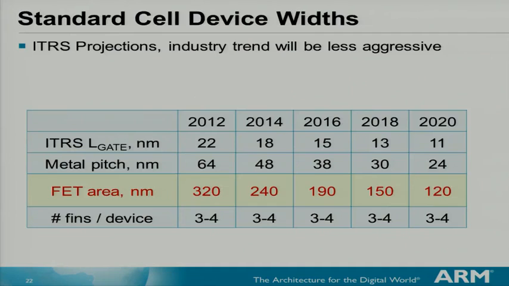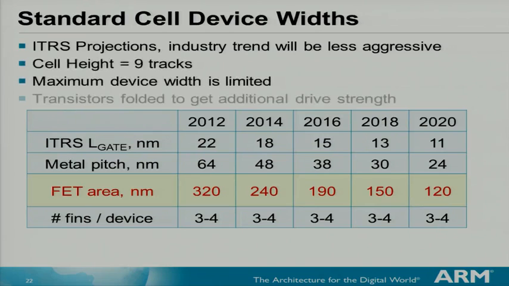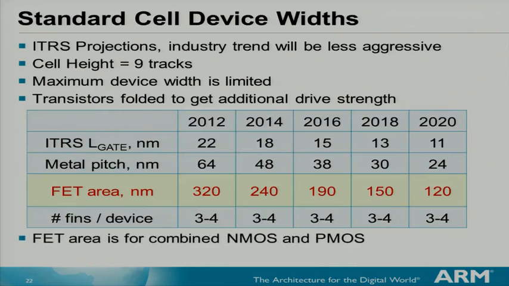As you increase the drive strength, you put in FETs in parallel, but the maximum width that you draw for an NFET and PFET combined starts at 320 nanometers and goes all the way to 120. So just for your NFET, you have about 160 nanometers of gate width. Now, if you're considering FinFETs, the number of fins that you can fit in a 9-track library would be about 3 to 4. That's the basic assumption here. So the maximum device width is limited. You fold the transistors, but the width that you draw is actually about 160 nanometers, or about 4 fins.